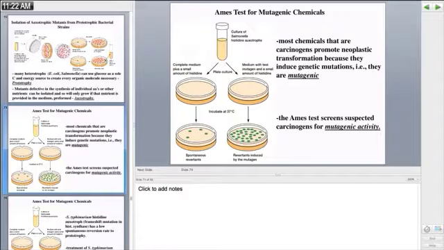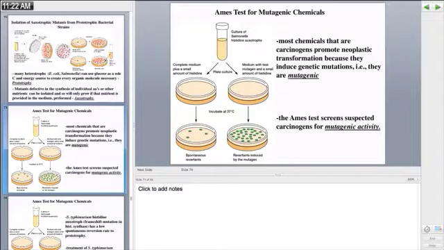So Ames's histidine auxotrophs are plated on two types of media. The media on the left has just a small amount of histidine, not enough to allow the bacteria to grow to the point of forming colonies, but just enough histidine to allow them to divide two or three times. In the media on the right, that same amount of histidine is present, but there's also a test chemical in here, a chemical that you might suspect of being a mutagen.